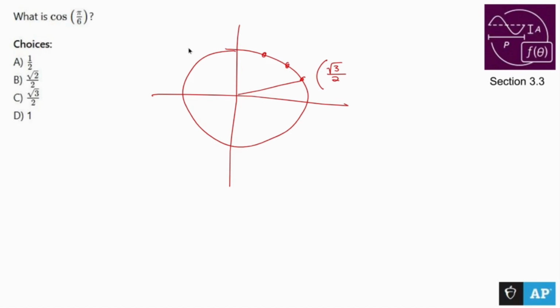Now, cosine is only the x value. So if I wanted to put the entire point, you have root 3 over 2 and 1 over 2, but I only care about the x value for pi over 6. And the x value, cosine, is just root 3 over 2. So the answer to this guy is C. All right, not too bad.